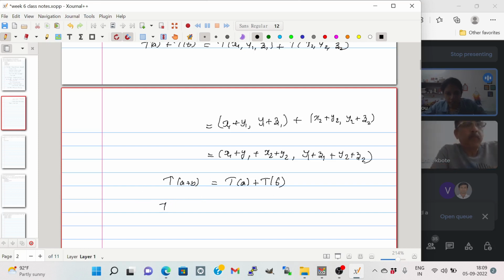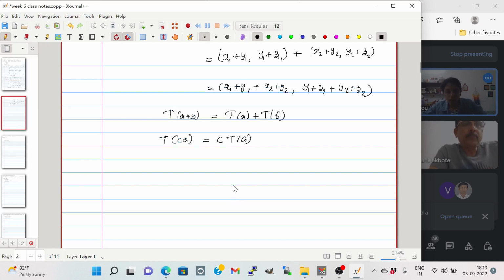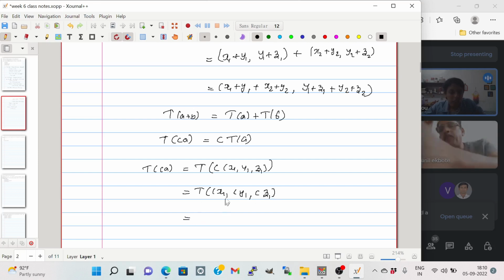So the next condition is T of CA. What we want to prove is T of CA equal to C times T of A. Okay, what is T of CA? That means T of C times x1, y1, z1. This is equal to T of Cx1, Cy1, Cz1. Okay, what will be the value of this one?